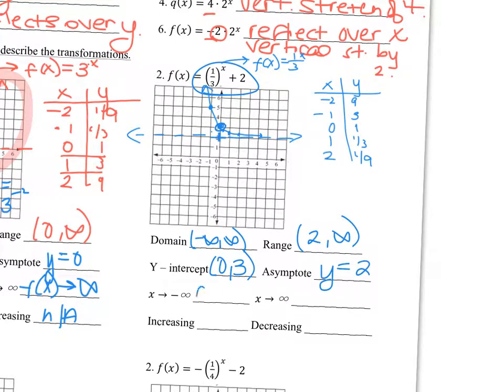My end behavior, as x goes to -infinity, f of x goes to infinity. And as x goes to infinity, f of x goes to 2. So looking at this picture, is it increasing or is it decreasing? Well, it's decreasing because it's going down, so it's not increasing. And it's decreasing from -infinity to infinity.